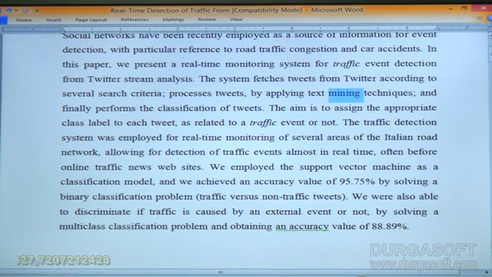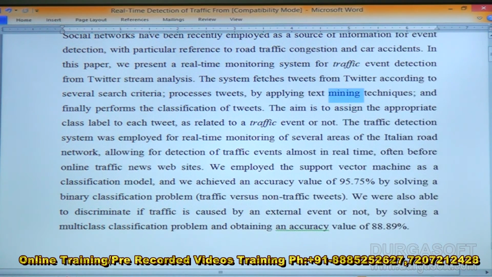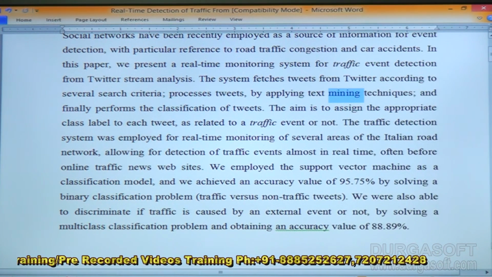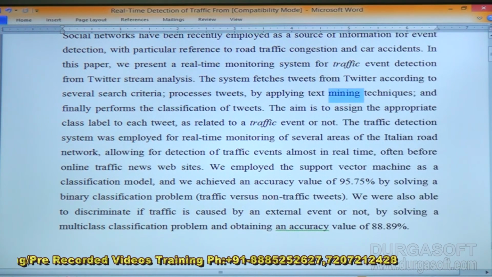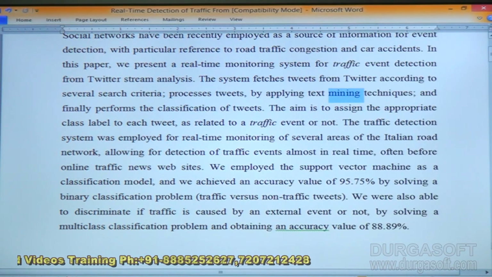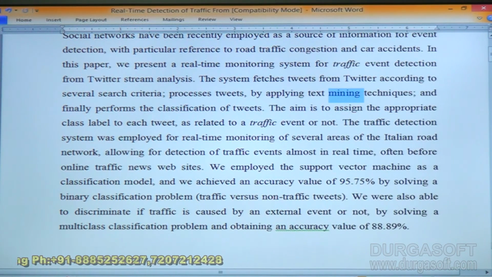And the final thing is about accuracy. How much accuracy did we get? 95.75% accuracy by solving a binary classification problem. Whenever we talk about traffic versus non-traffic tweets, we got 95.75% accuracy in real time. Everything is calculated based on the label only, whether it is traffic content or non-traffic content.